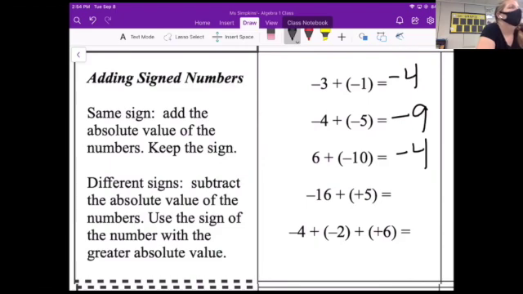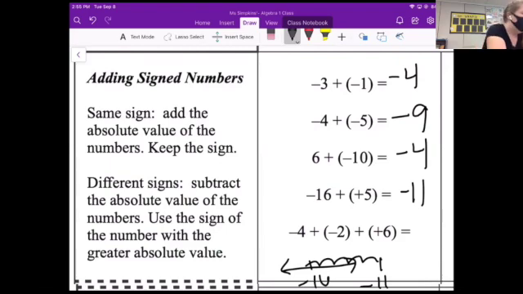-16, now I'm getting more where? More positive. Where's more positive, left or right? To the right. So if I'm at -16 and I'm moving to the right 1, 2, 3, 4, 5 times, I'm ending up at -11. Beautiful. And then the last question in the adding section, you want to add those first two together. -4 and -2 would be -6 plus +6.